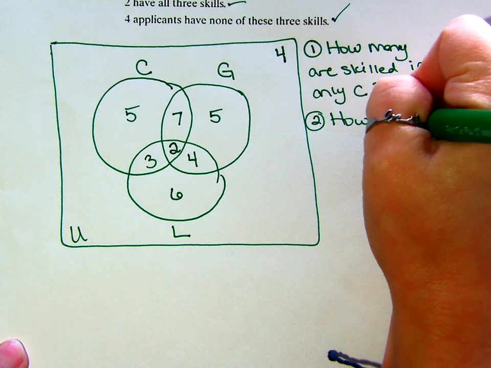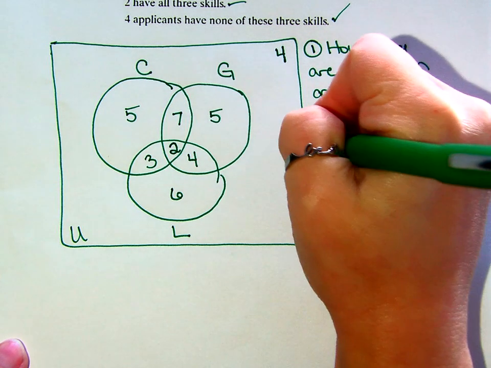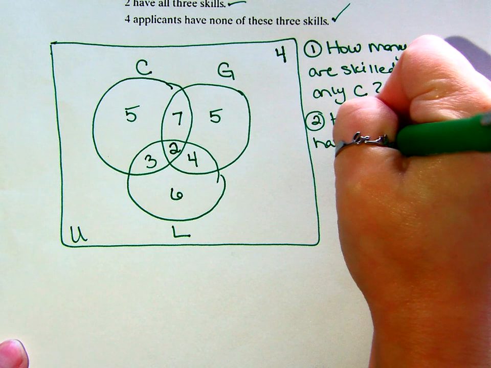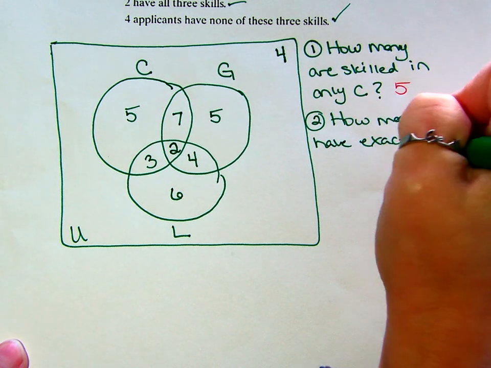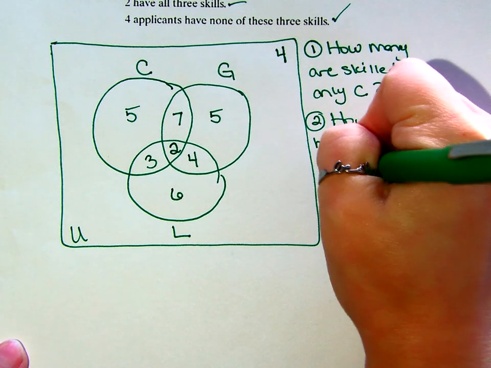How many have exactly 2 of the 3 skills?